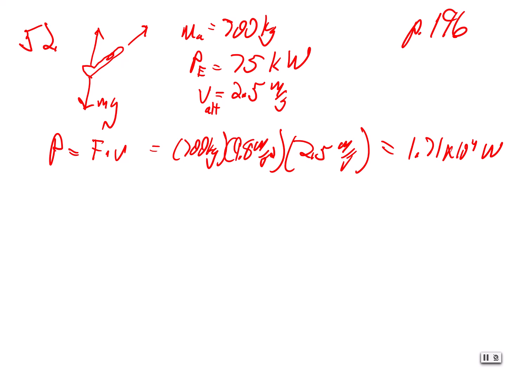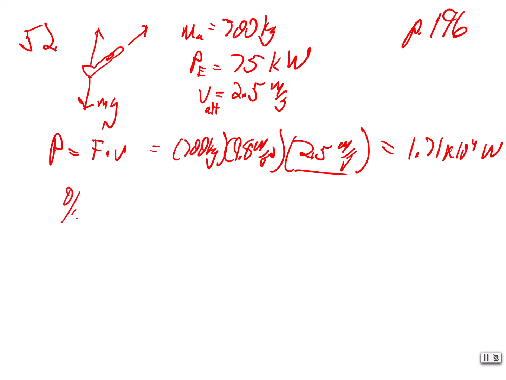Okay? So that is the power at that rate. And it asks, what is the percentage? All right, read it again. It says, what fraction of the engine power is being used to make the airplane climb? So we know that the maximum power of the engine is 75 kilowatts, okay?